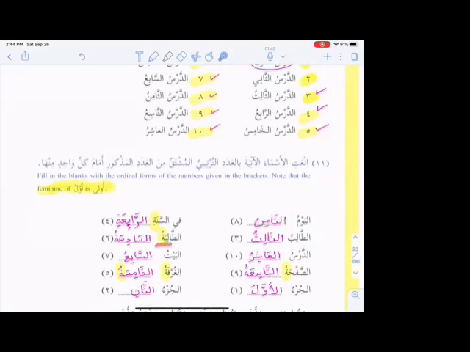Talibatu, and then 6th female students. How will you say? At-Talibatu Sadisatu. Very, very simple. Inshallah, this should not be of any major difficulty to you. And Al-Baytu, 7, Sabiu, the 7th house in the street or in the neighborhood, which is very big or something.